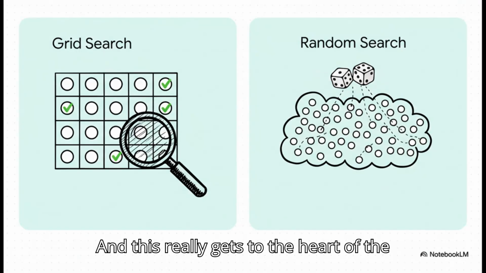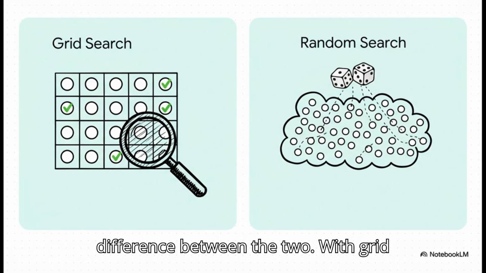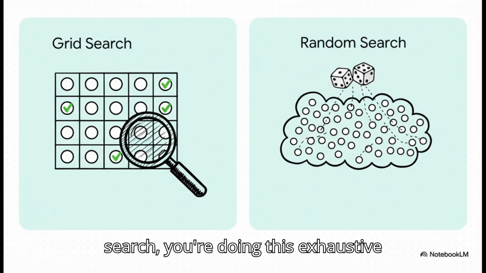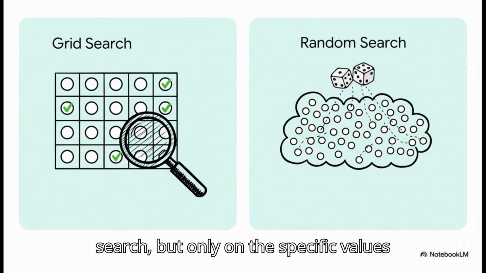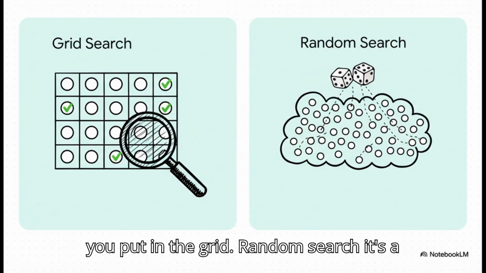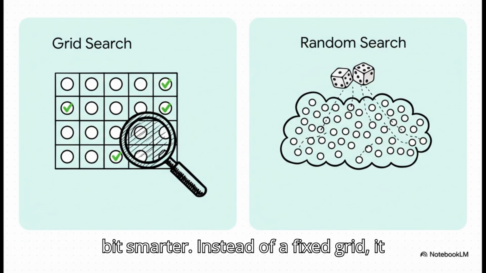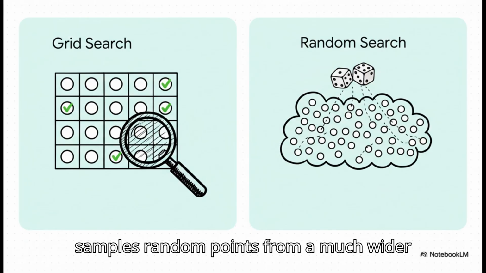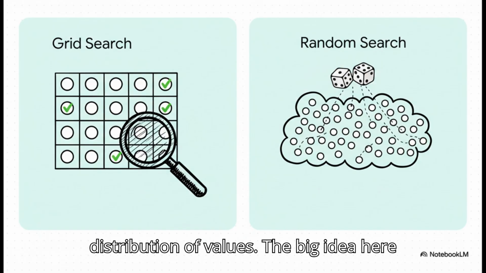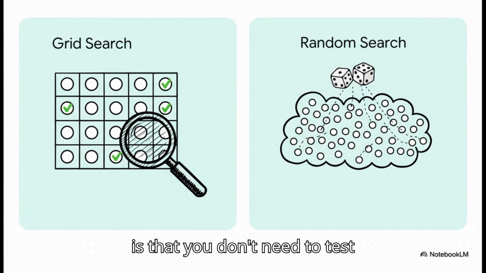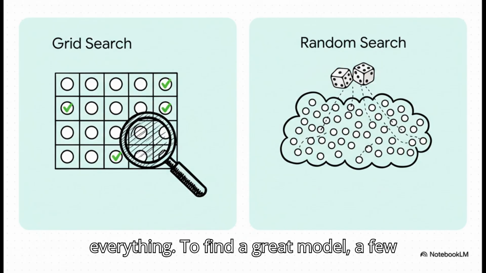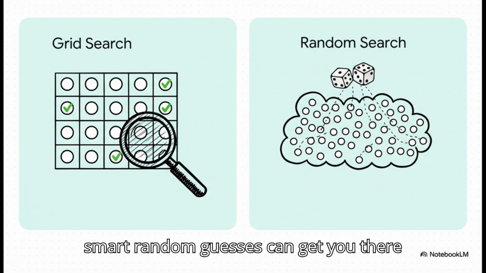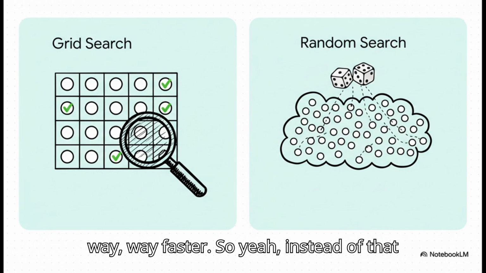And this really gets to the heart of the difference between the two. With grid search, you're doing this exhaustive search, but only on the specific values you put in the grid. Random search, it's a bit smarter. Instead of a fixed grid, it samples random points from a much wider distribution of values. The big idea here is that you don't need to test everything to find a great model. A few smart, random guesses can get you there way, way faster.